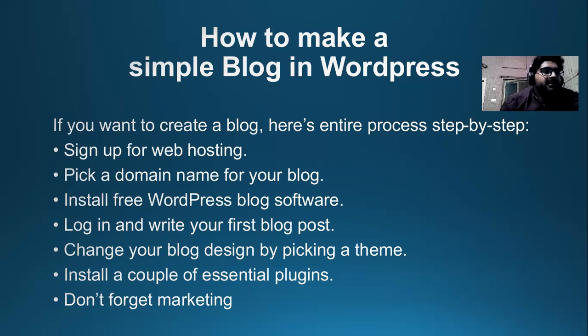And next, we can change our blog design by picking a theme. We can design it through different tools. For example, through the default WordPress designer, that is Gutenberg. We can do it by Elementor. We can do it by WP Bakery, etc. Then we can install a couple of essential plugins, or any more plugins if we need.